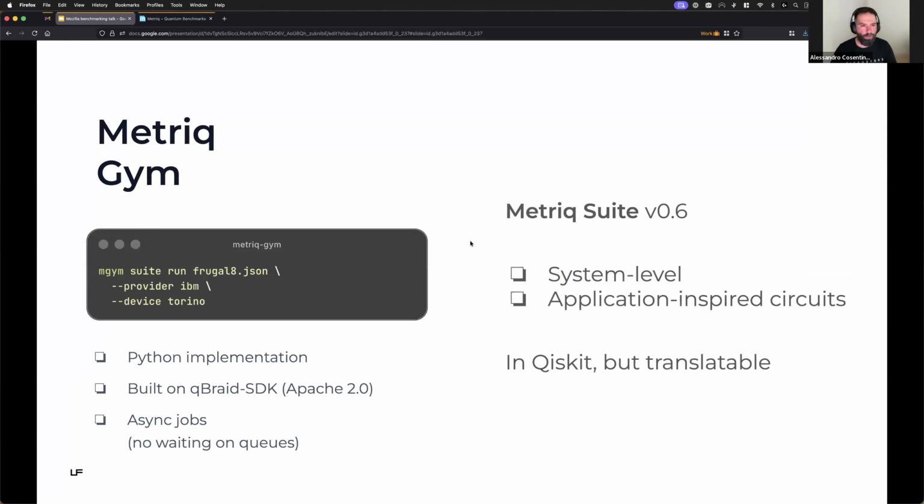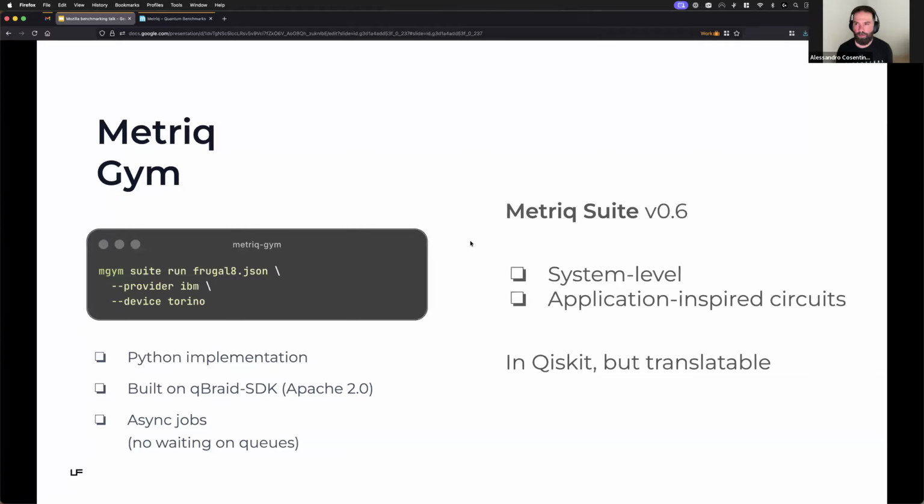So starting from the first tool we are building, as I said, it's a Python toolkit you can install from PyPI. It's built on an open source software development kit to interface with the different cloud providers and hardware providers. And you can interact with it through the command line. So you can install it, you can define your favorite suite of benchmarks, and then you can run this suite with a simple command like the one you see here in the screenshot.